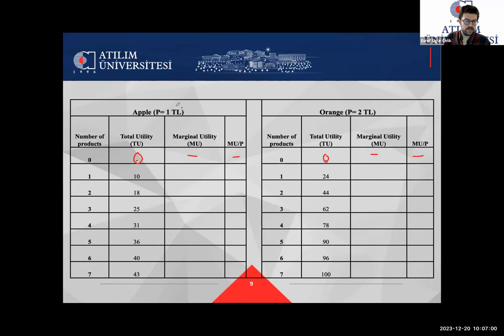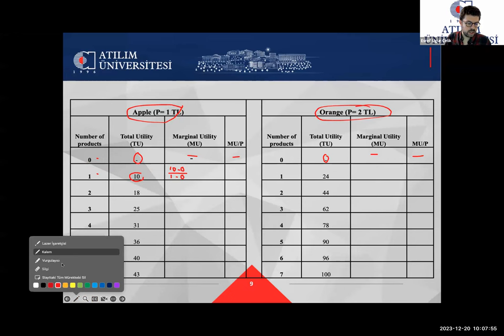I give the price of apple and the price of orange. And let's take the laser pointer. I said marginal utility means change in total utility divided by change in quantity. So when we eat one more apple, it changes 10 divided by 1. How can I find it like that? I'm not going to write every step, but in the first one I'll write it: 10 minus 0 divided by 1 minus 0, sorry. Okay, we find it like that.